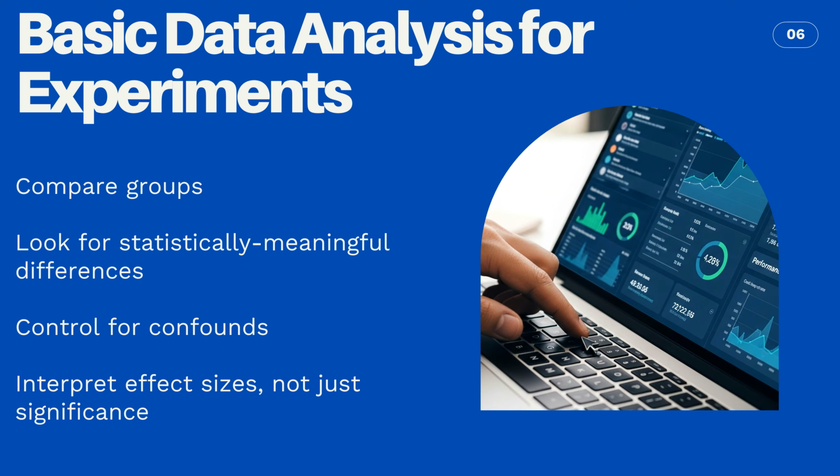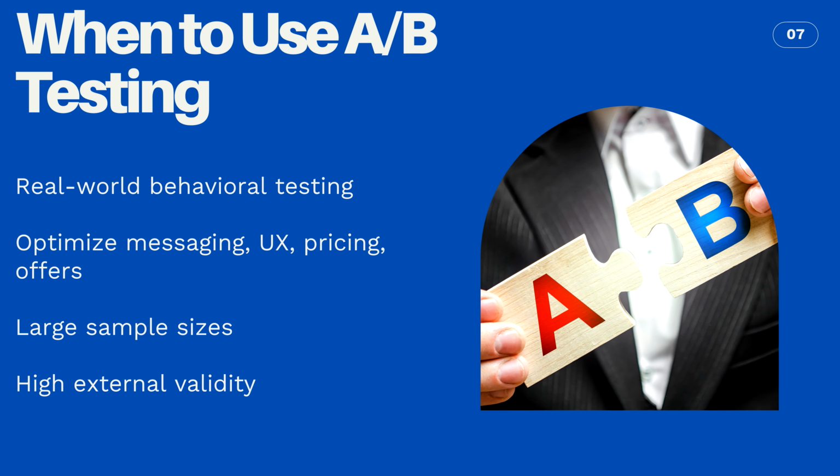A/B testing is essentially an experiment conducted in the real world. Instead of a controlled lab environment, you're observing real customers making real decisions under natural conditions. This gives A/B tests exceptionally high external validity. The results generalize well because they reflect actual behavior. But this also introduces noise, which means you need larger sample sizes and careful implementation.